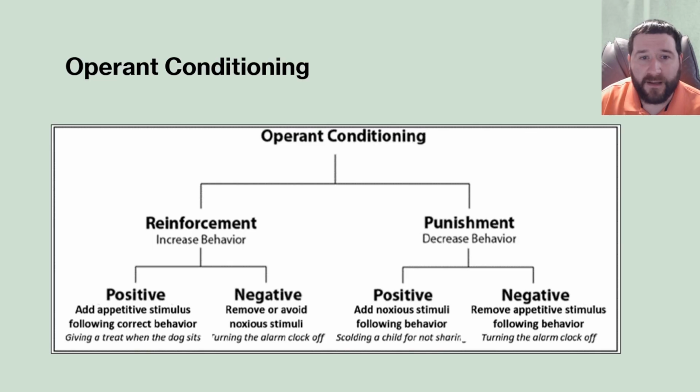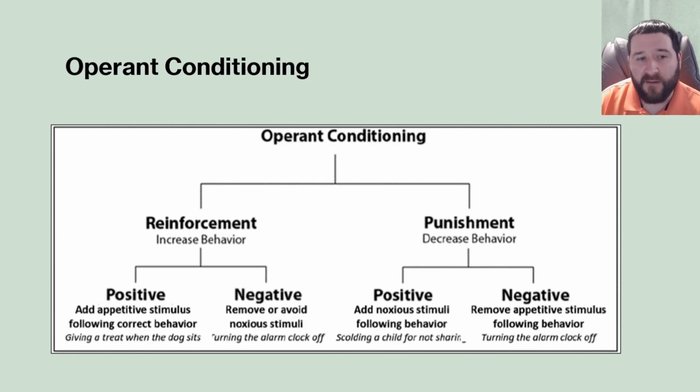And in operant conditioning, there's two ways we can either reinforce or punish a behavior. We're either adding something to the situation or we're removing something. We're taking it away. And the way it's termed in operant conditioning is either positive or negative.